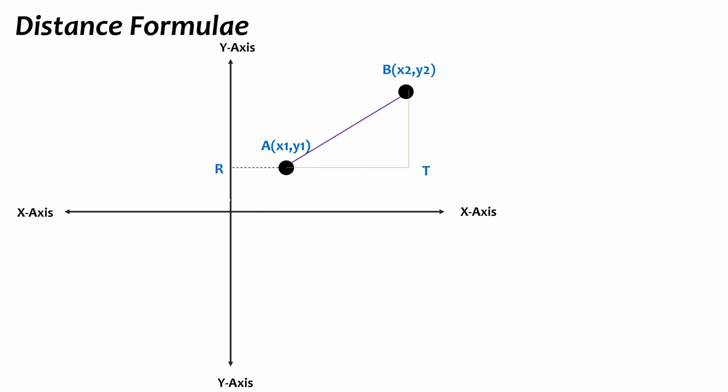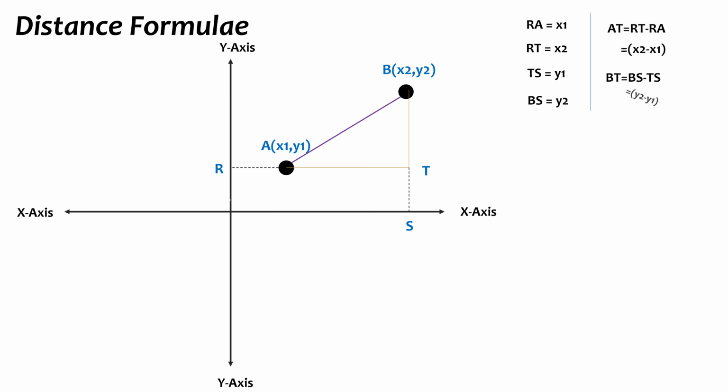Let's extend TA to R and BT to S. We can see that the lengths of lines have come out to be RA equals x1, RT equals x2, TS equals y1, BS equals y2. Therefore, the length of AT becomes RT minus RA equals x2 minus x1. And the length of BT becomes BS minus TS equals y2 minus y1.